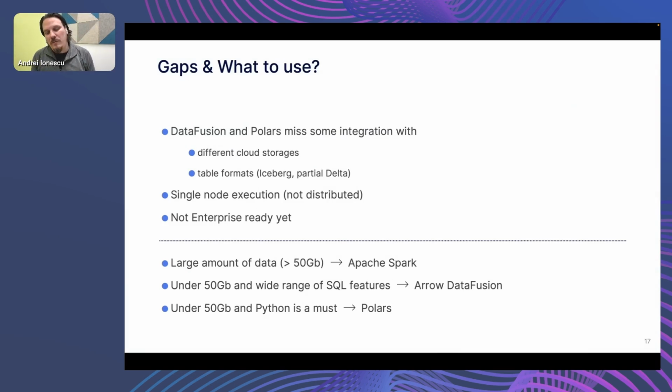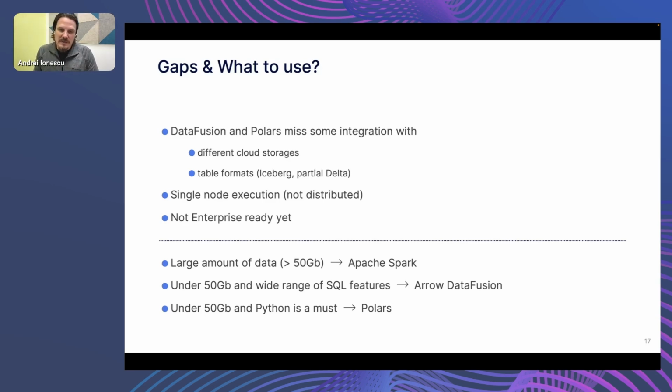Gaps, and when to use which of these engines. So gaps: both DataFusion and Polars miss integration with different cloud storages and table formats. Now, there is some work that has been done in those areas. DataFusion is more advanced in that area. I've been able to read with DataFusion straight from Azure Blob, and also, as you can see, reading from a Delta table. Another limitation is single node execution. Neither of those are distributed, and they are not enterprise ready yet. So features that we see in Spark are not available in Polars nor DataFusion.